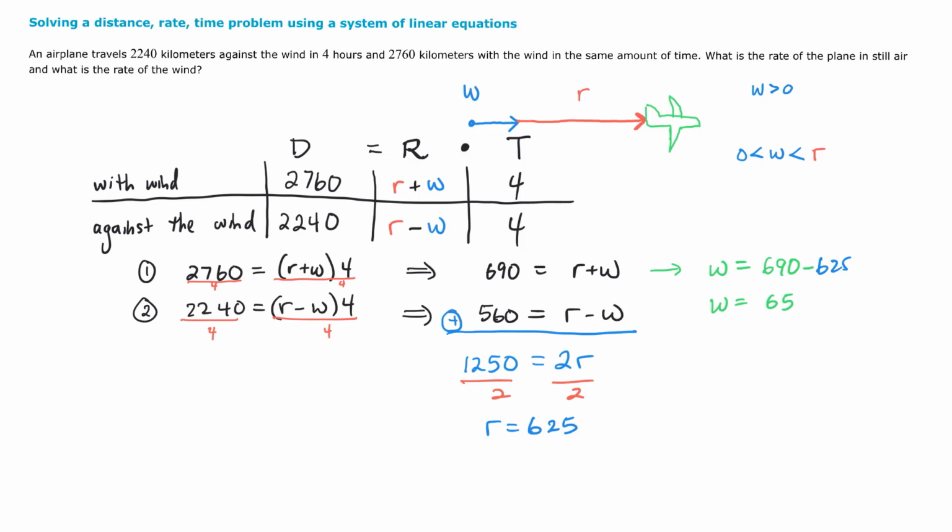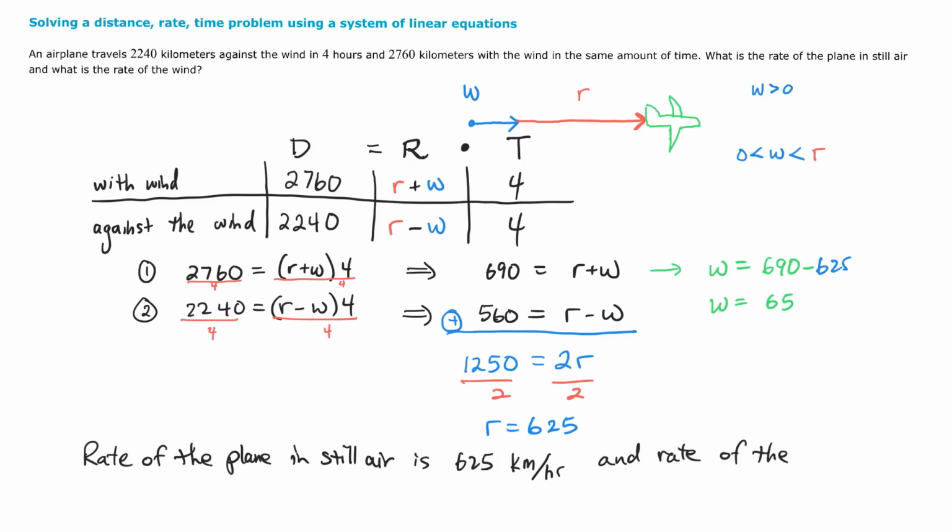Now we need some units here. So if the problem is given to you in words, you should answer it back in words. The rate of the plane in still air is 625 kilometers per hour. And the rate of the wind is 65 kilometers per hour, period.